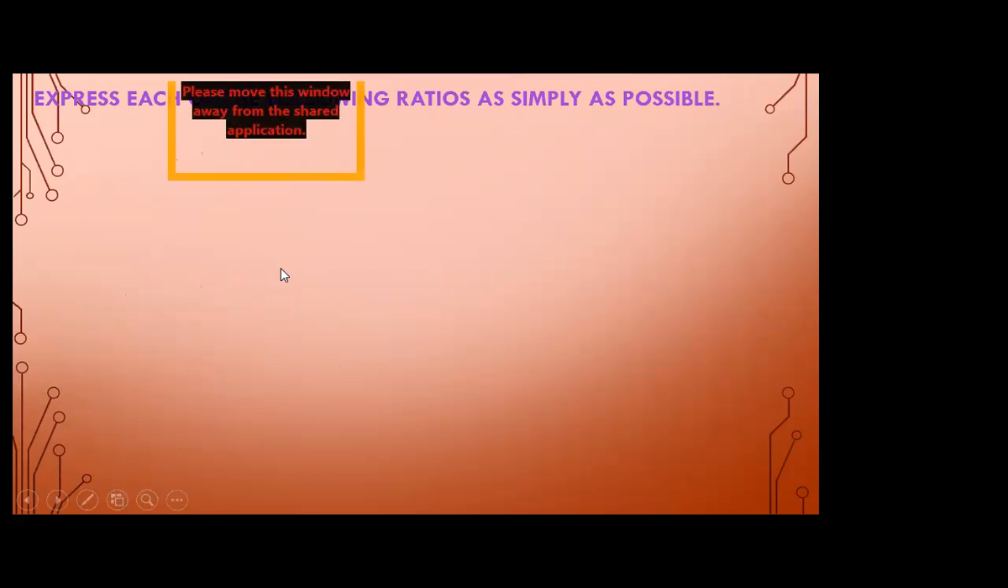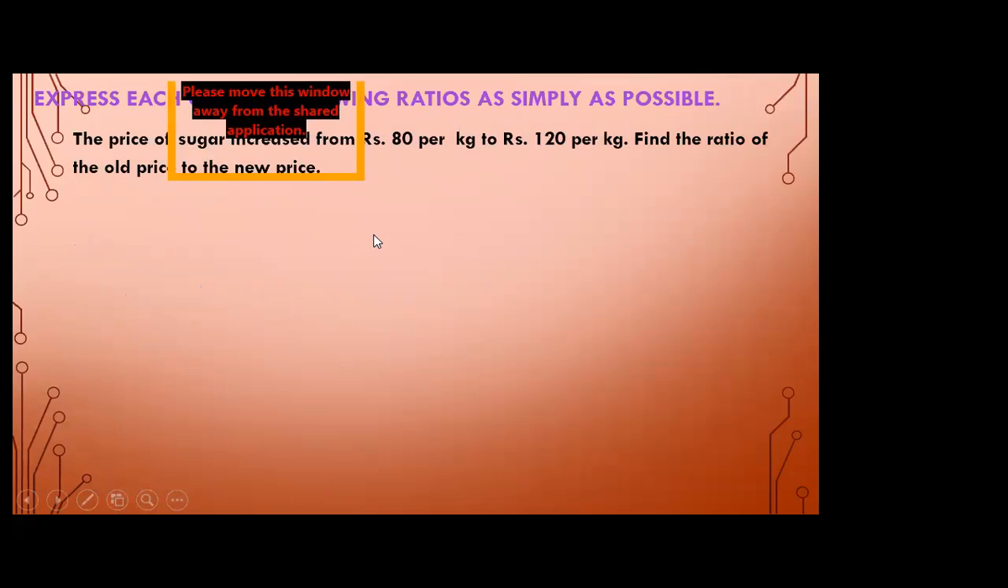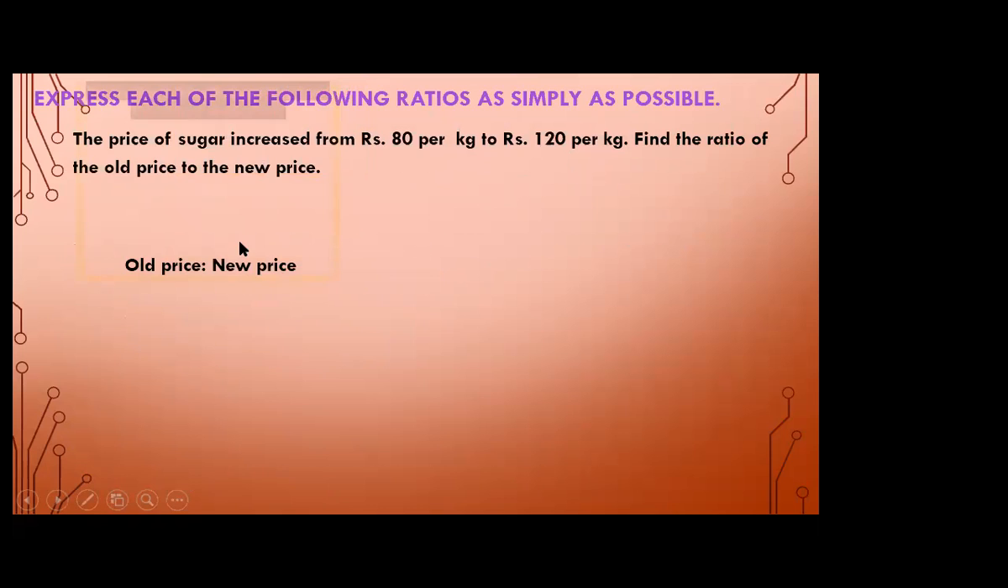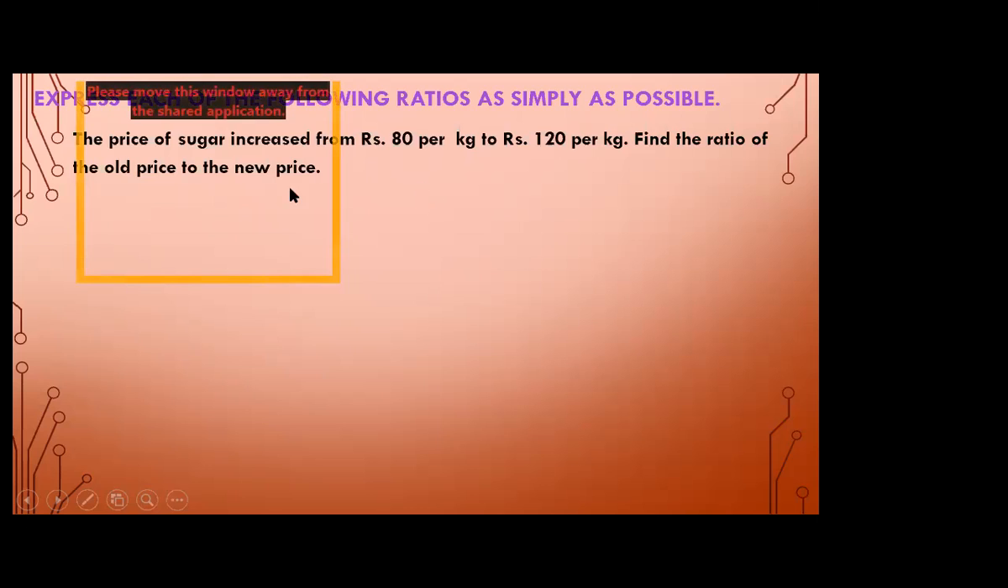Now, the next example: the price of the sugar increased from rupees 80 per kg to rupees 120 per kg. Find the ratio of the old price to the new price. Now student, in this question, we have to compare. Can you please tell me what we have to compare? We have to compare the price of the sugar. The price of the sugar increased from 80 rupees to 120 rupees.